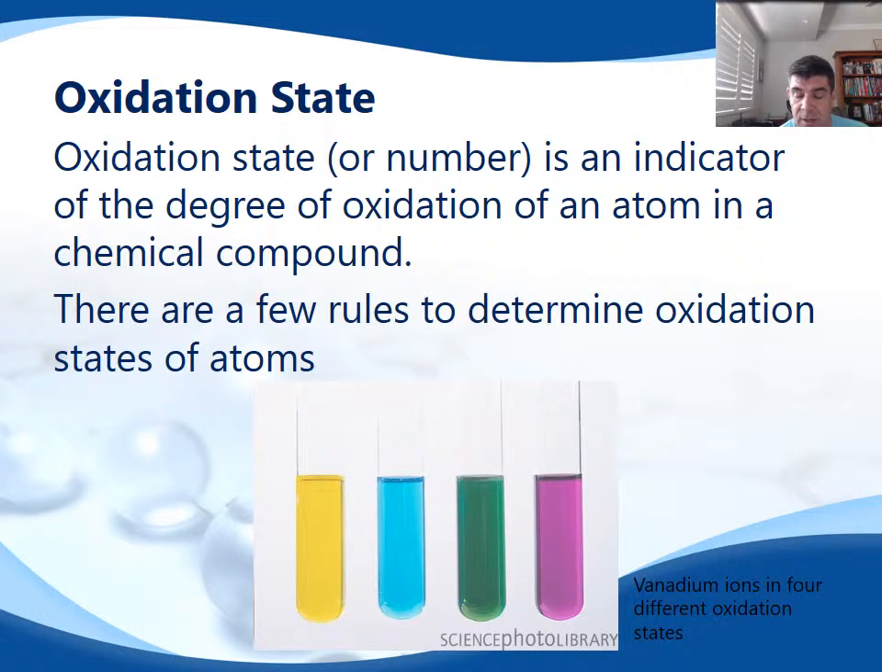So the oxidation state or oxidation number is an indicator of the degree of oxidation. The degree of oxidation of an atom or ion in a chemical compound. And there are a couple of rules that we need to follow in order for us to determine oxidation states of atoms. There's a nice little picture here of vanadium ions in 4 different oxidation states. Of course, not all oxidation states correspond to different colors, but some do.